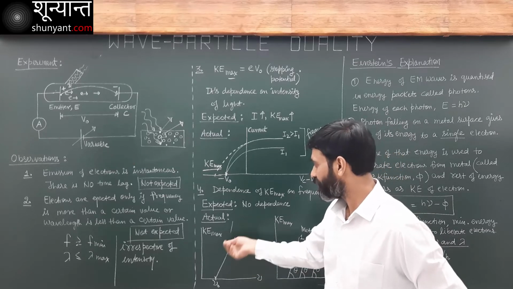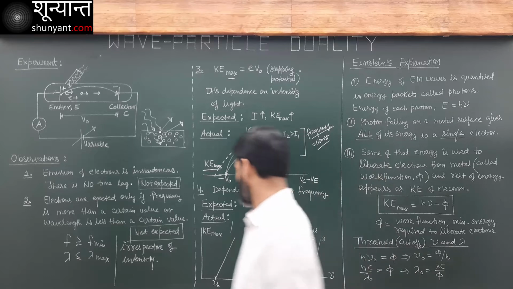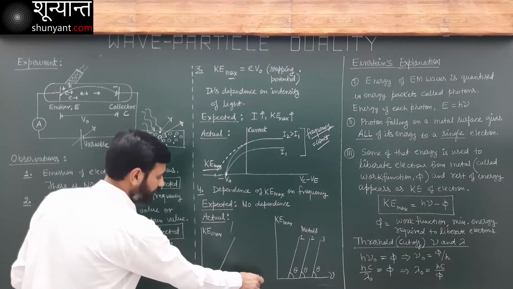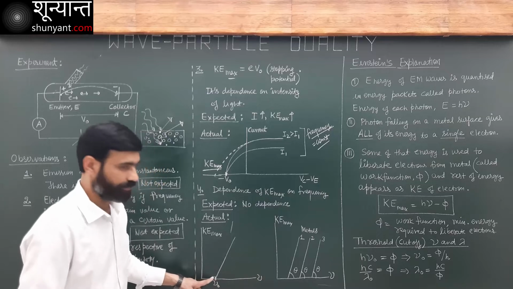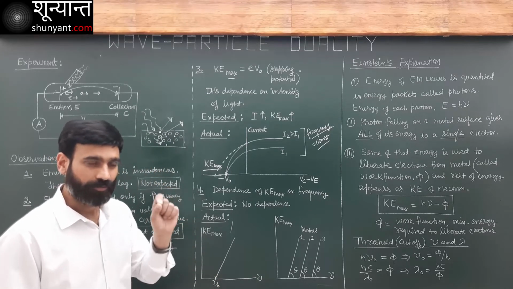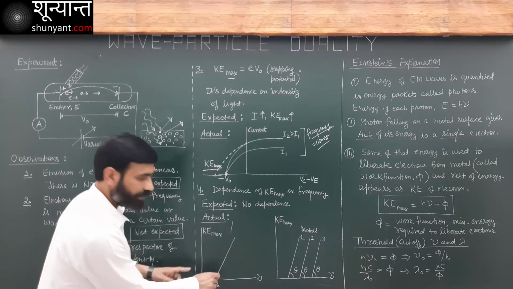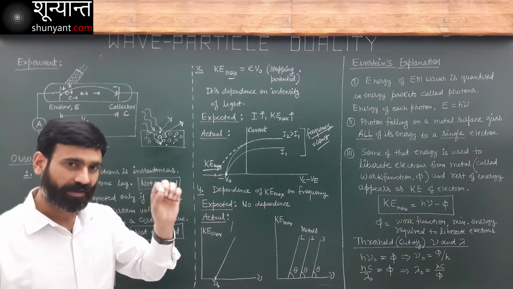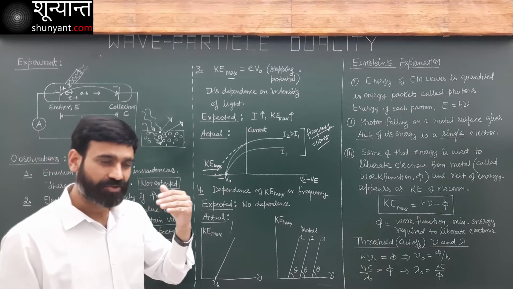We found this kind of relation. And what it says is that if frequency is below a particular value, for one particular value of frequency, electrons are ejected with zero kinetic energy. That means they are just liberated.